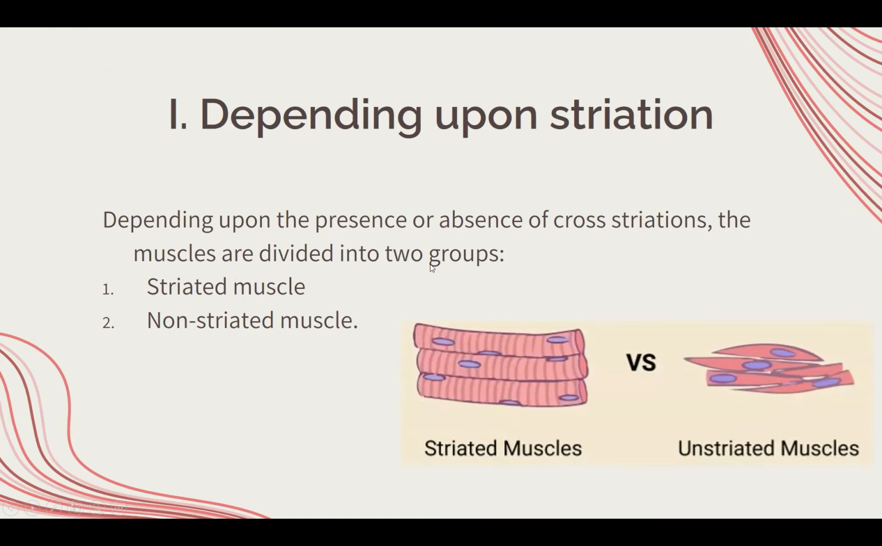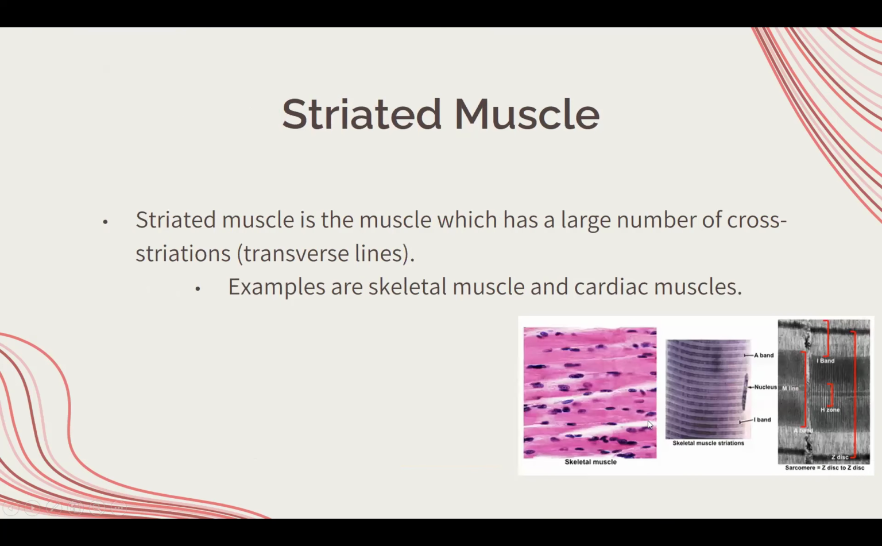So the muscles can be divided into two groups: striated and non-striated muscles. You can see it clearly in this photograph. These are the striations. Striated muscle is muscle which has a large number of cross striations, the transverse lines. Here also you can see striations. The examples of striated muscles are skeletal muscle and cardiac muscle.